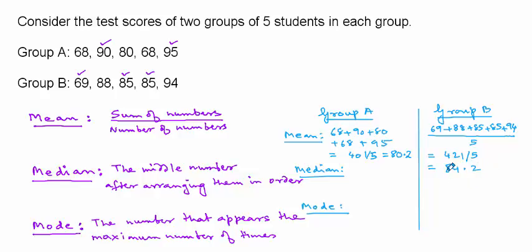So as we can see, the mean of group B is more than the mean of group A. So if you want to consider the mean, you would say group B has got a better mean, or the average. Mean is also called the average.